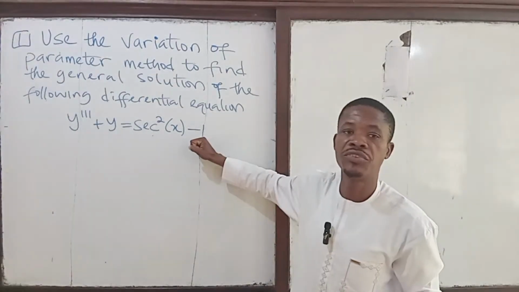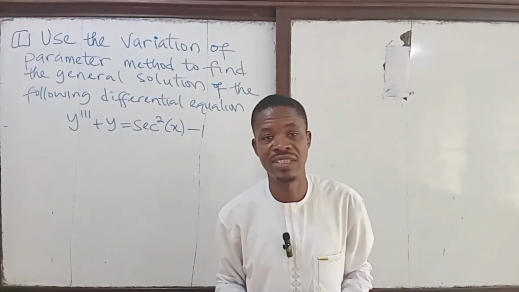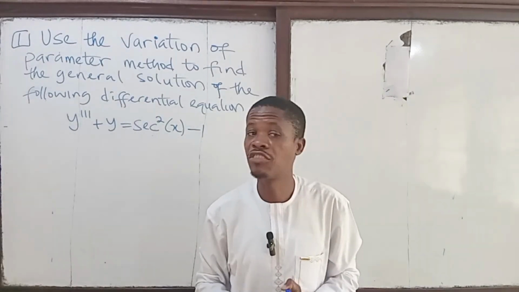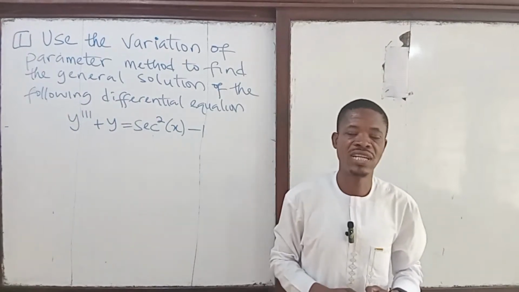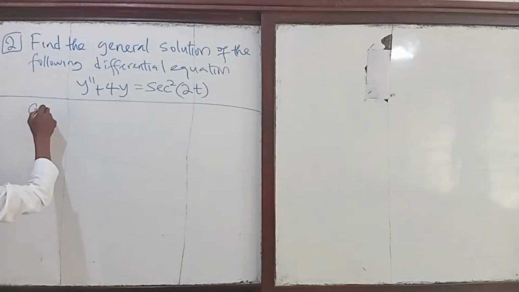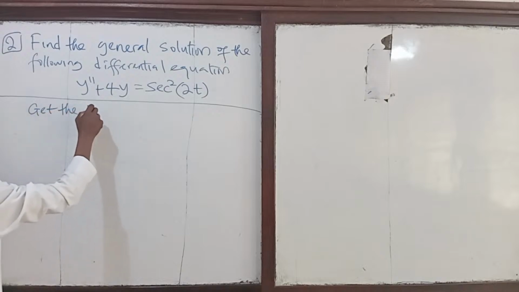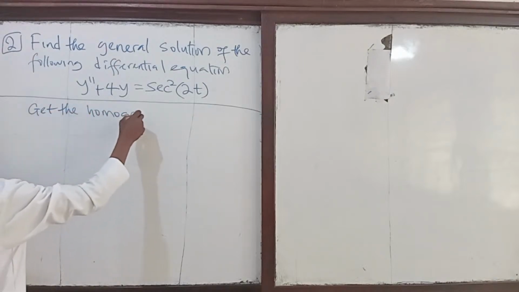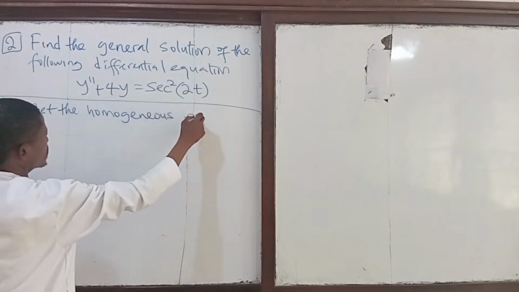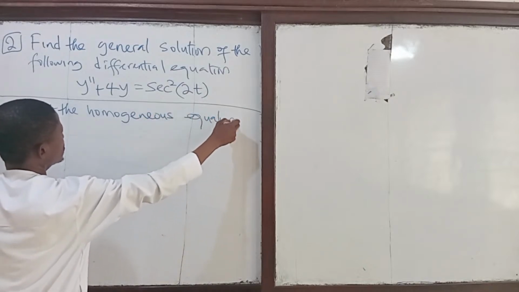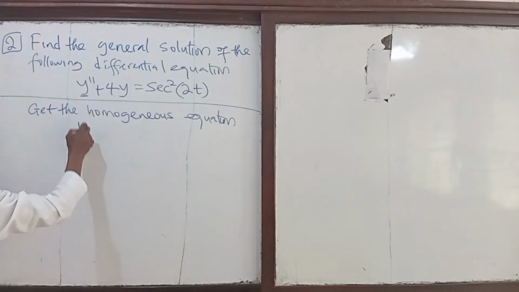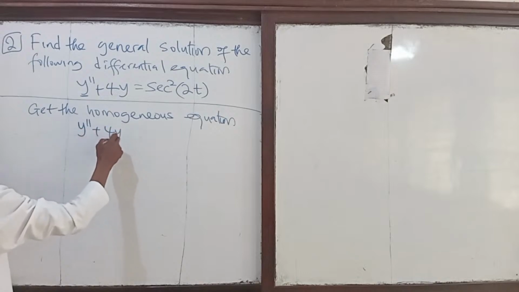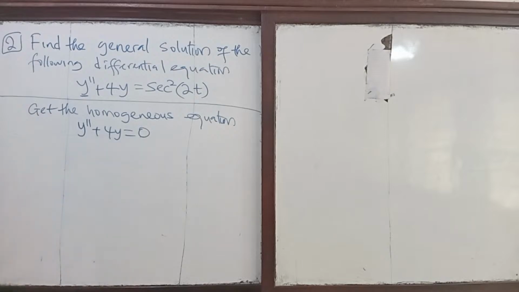We are still continuing the use of variation of parameters to solve non-homogeneous second order differential equations. Get the homogeneous equation. That's step one. The homogeneous equation will be the second order differential equation equal to 0. That's your step one.